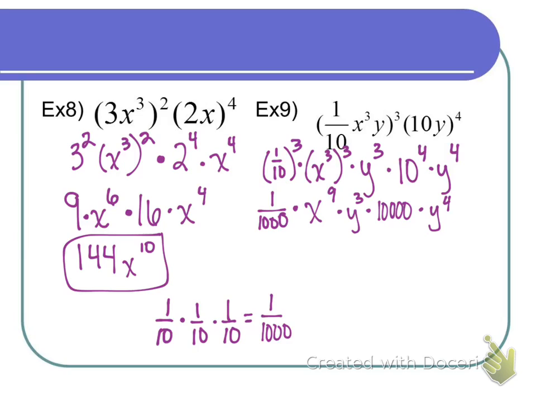We have to keep simplifying. We can take 1 over 1,000 and multiply it by 10,000. Does anybody know what we get? Ellie? 10.